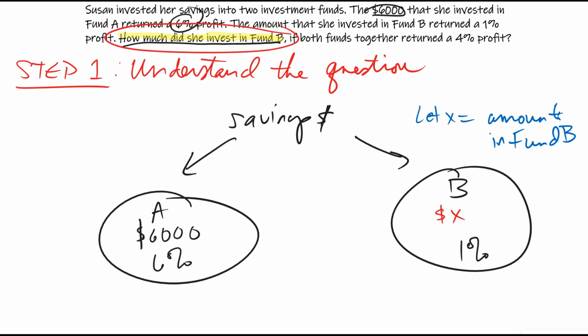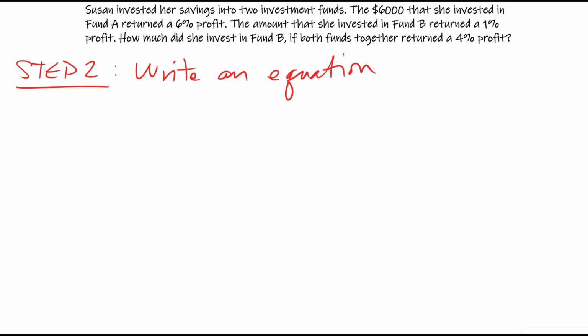So now let's try to write what we're trying to solve as an English statement. Our next step is to write an equation that we can solve. You're going to want to start with an equation written in words, and then you're going to translate that into math symbols. Don't try to just start throwing math symbols around until they actually represent something. So the key information we have that we haven't used yet is that both funds together returned a 4% profit.